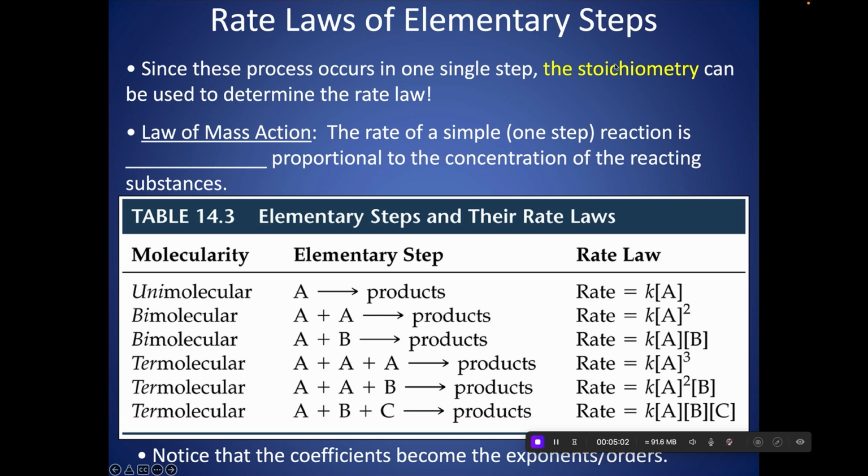Again, you can only do this where the stoichiometry can be used to determine the rate law if it happens all in one step. So look out for that word elementary or all in one step. Notice that the coefficients just become the orders.